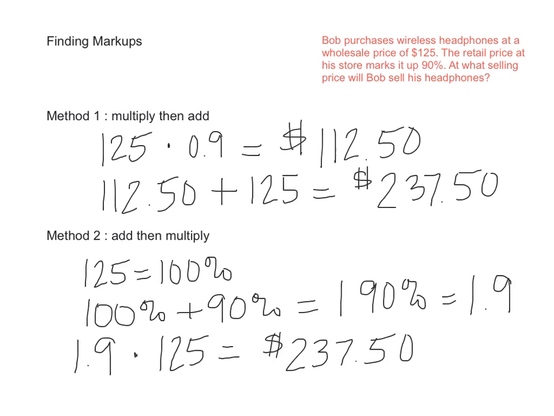Just as I mentioned with finding the discounts, there are two methods, but it's your preference which one you use.